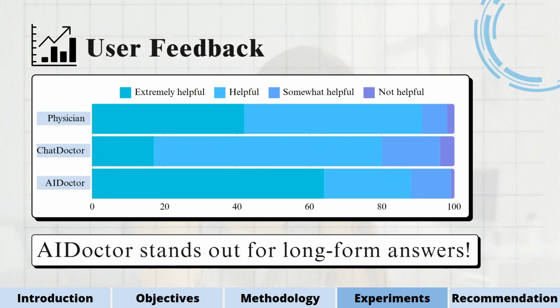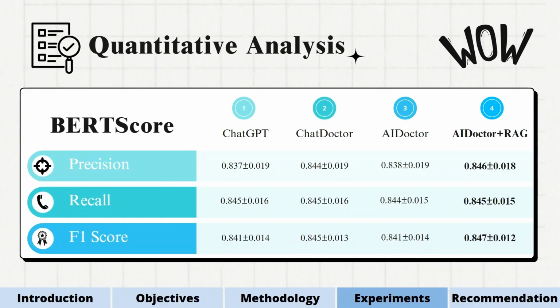We also dive into user feedback, comparing the efficacy of long-form answers from 3 different sources: the real doctors, chat doctor model, and the AI doctor model. The data shows us that AI doctor significantly outperforms the others in being rated as extremely helpful, with substantial leads over chat doctor and even human physicians on the Multimed QA dataset. This underscores AI doctor's capability to provide highly relevant and precise medical information.